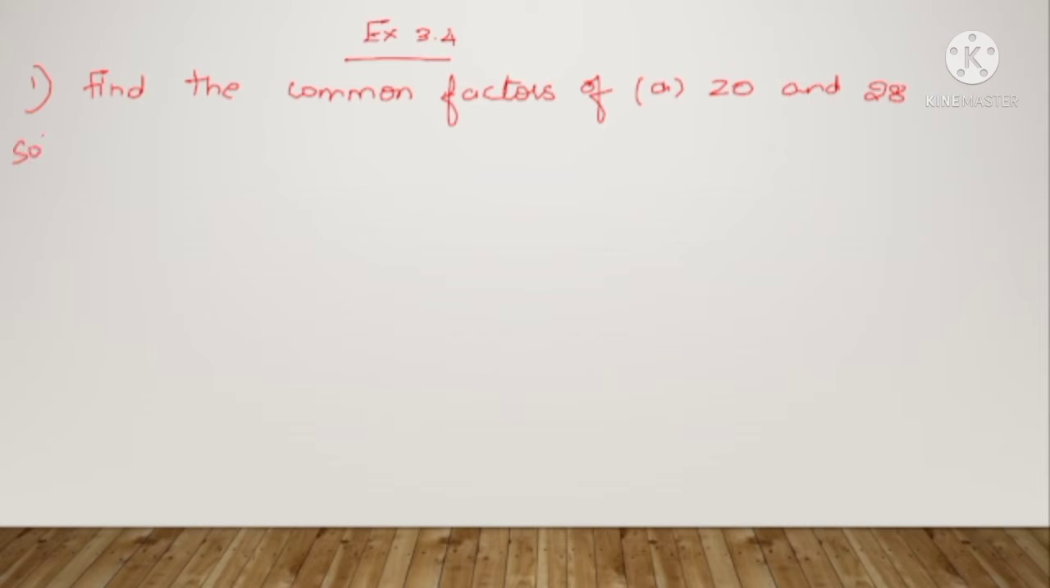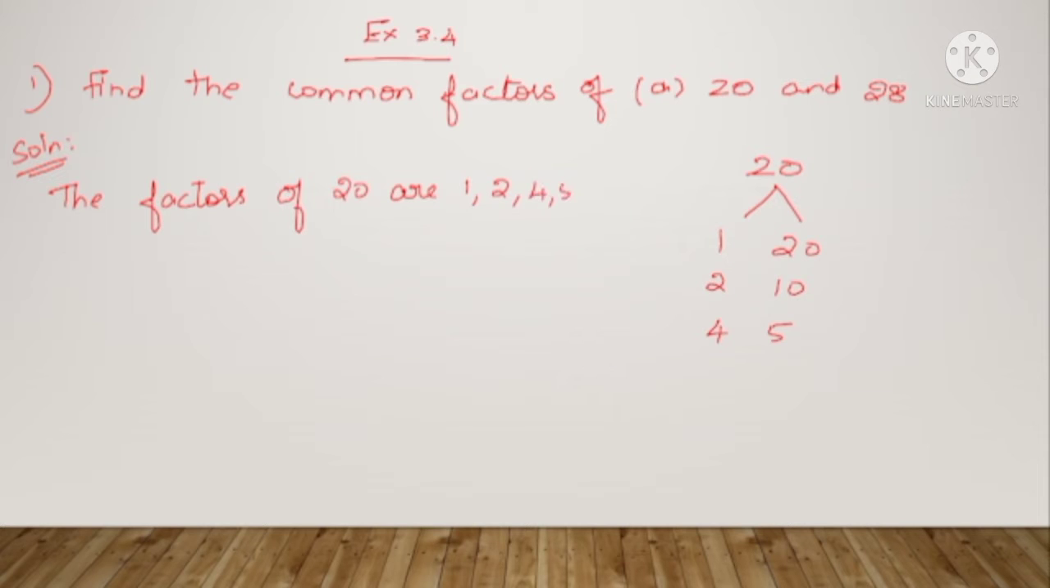So first of all, let us find the factors of 20. What are the factors of 20? 1 20s are 20, 20 1s are 20. 2 10s are 20, 10 2s are 20. 4 5s are 20, 5 4s are 20, isn't it? So let us write all these factors. The factors of 20 are 1, 2, 4, 5, 10, 20. I'm just writing all the numbers.